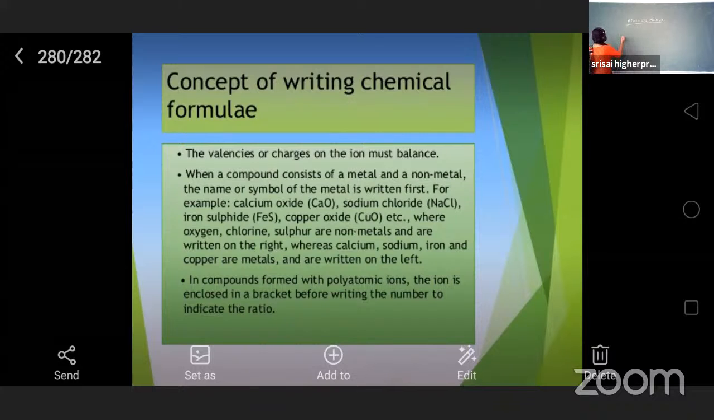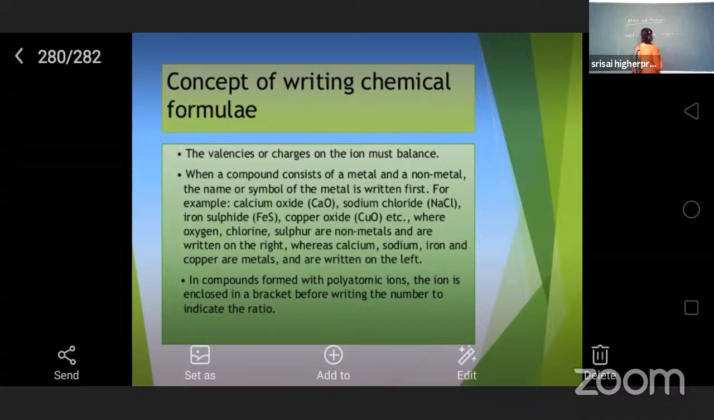For example, sodium chloride, NaCl. What are the elements here? Sodium and chlorine. Sodium chloride means sodium and chlorine will come.